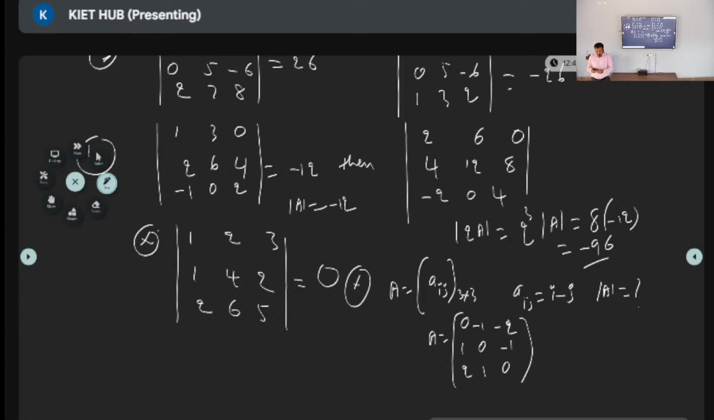So after determinant, what is the next one? Adjoint and inverse. After that, rank of the matrix, system of linear equations, eigenvalues and eigenvectors.